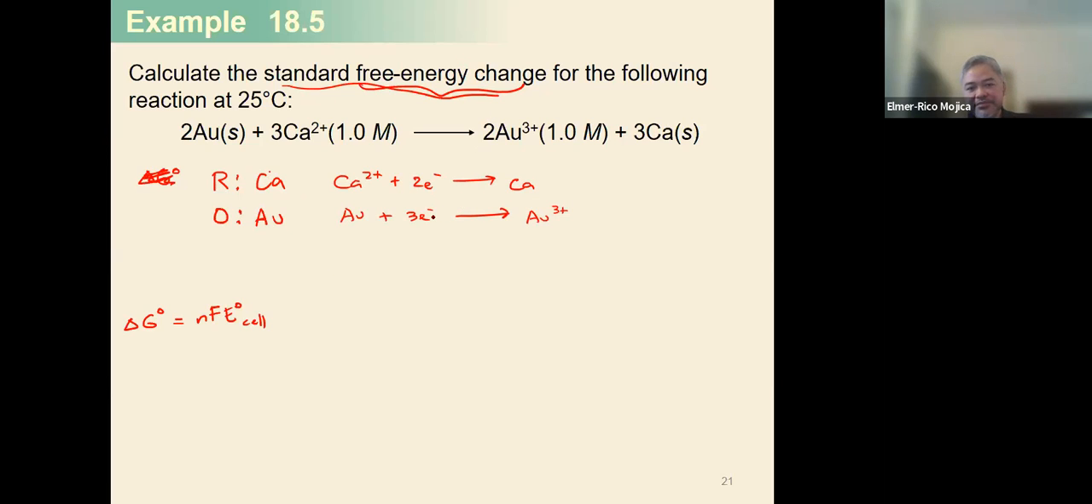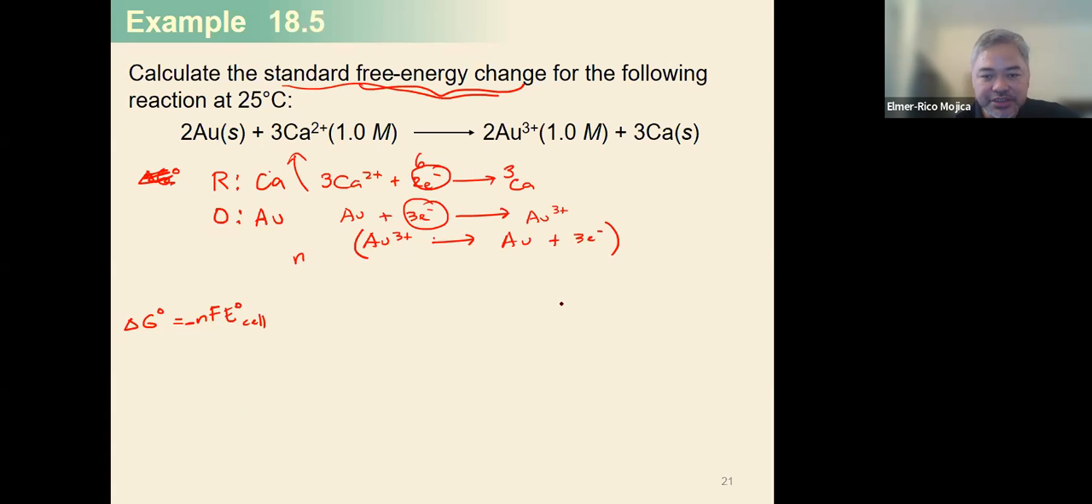Now, how do we balance this one to give us that reaction? Because we need to determine what is N, right? Because delta G is equal to negative NF E cell. So if you look here, there's 2 here, there's 3, but since this is the one that is oxidized, we're going to rearrange it this way. So this is the one that will react with that one. So what do we do here? We multiply everything by 3. So this becomes 6, this becomes 3. And this one you multiply by 2.